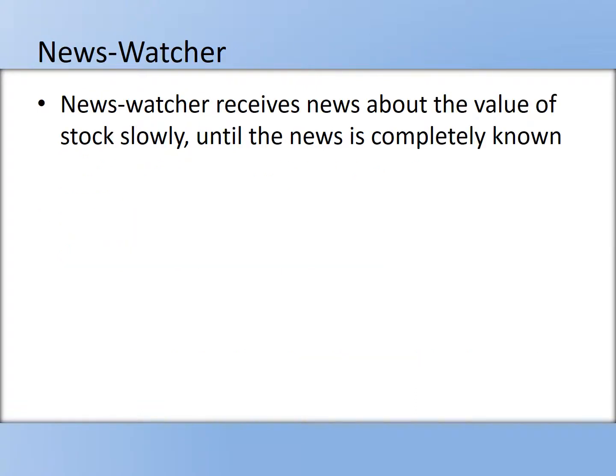All right. So the model works in the following way. News watchers receive news about the value of stocks slowly until the news is completely known. So information does not go public all at once. Instead, you hear about something, I hear about something, and slowly information descends among us until everyone knows about it.